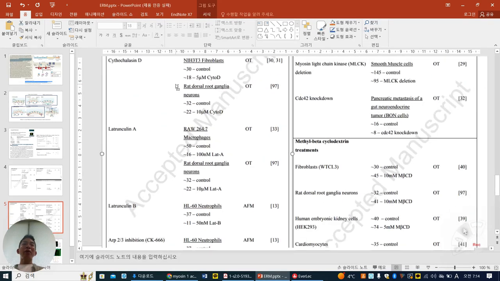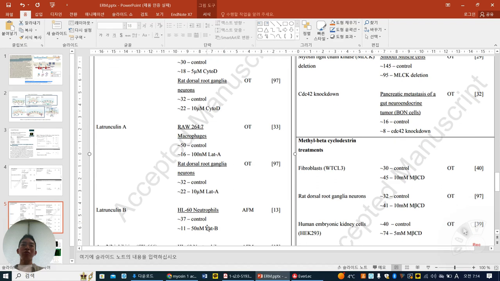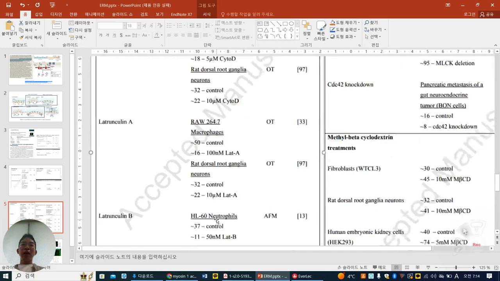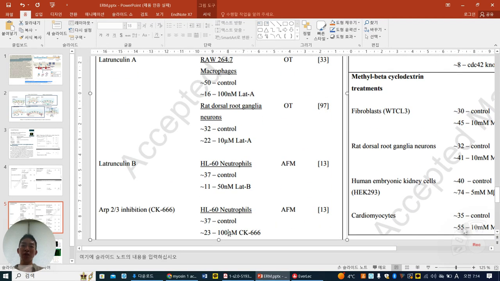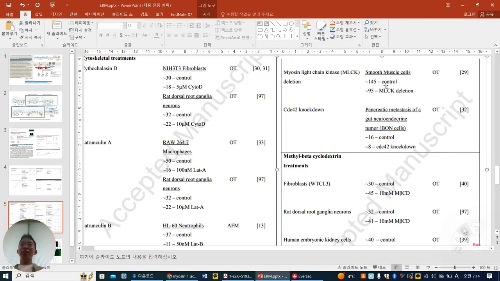When we block the cytoskeleton elements using cytochalasin D, latrunculin A, and latrunculin B, tension goes down, even in macrophages, ganglion neurons, and neutrophils. And with the Arp2/3 inhibitor CK-666, we already know they can go down. Myosin light chain kinase depletion goes down. CDC42 inhibition goes down.